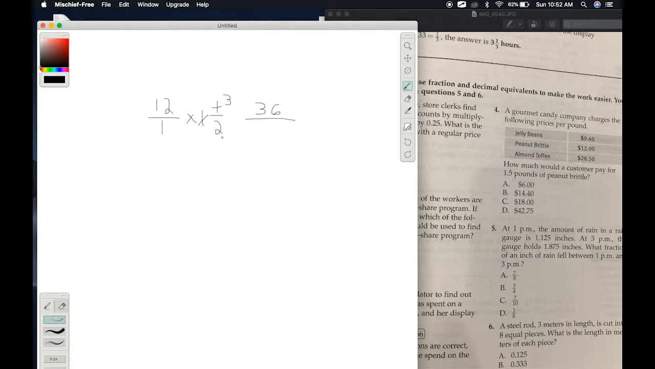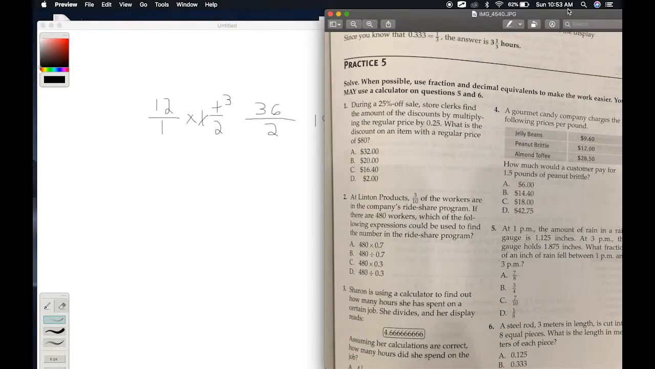And 2 times 1 is 2. So 2 goes into 36 how many times? Well, half of 36 is 18. So 2 goes into 36 18 times. Okay? So that would be your answer there. The cost of 1.5 pounds of peanut brittle would be $18.